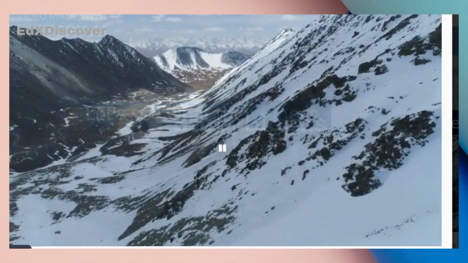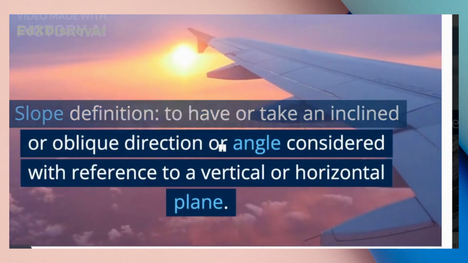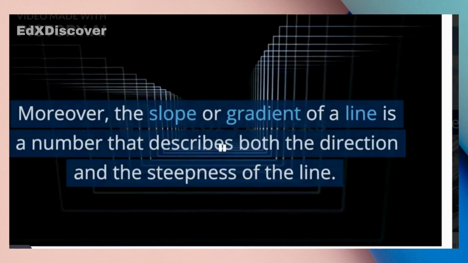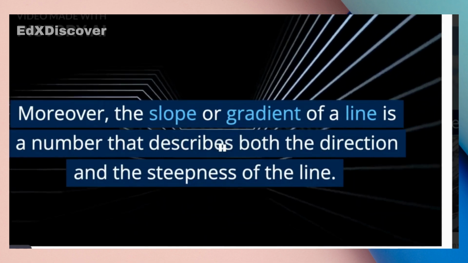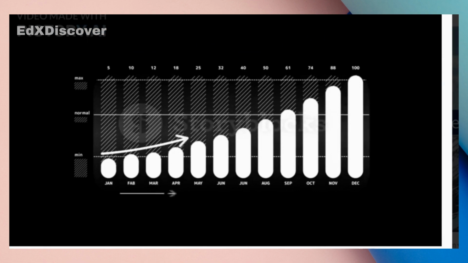Let's see what the slope is, and an example. Slope definition: to have or take an inclined or oblique direction or angle considered with reference to a vertical or horizontal plane. Moreover, the slope or gradient of a line is a number that describes both the direction and the steepness of the line.